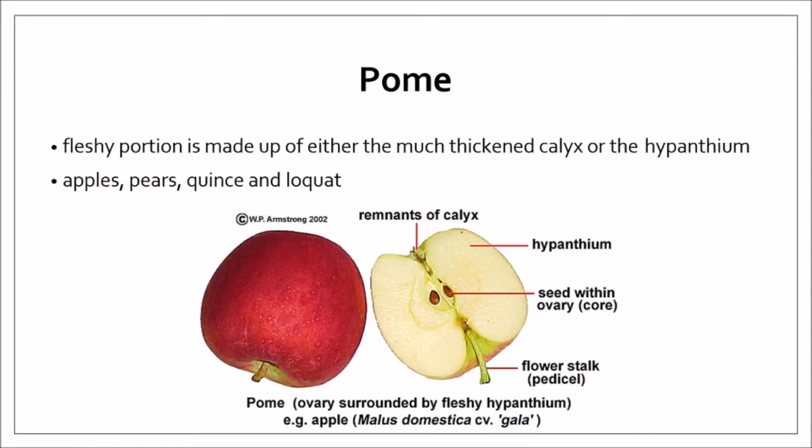If the fleshy portion of a fruit is made up of either the much thickened calyx or the hypanthium, then it is called pome. So, good examples are those false fruits or pseudocarps.